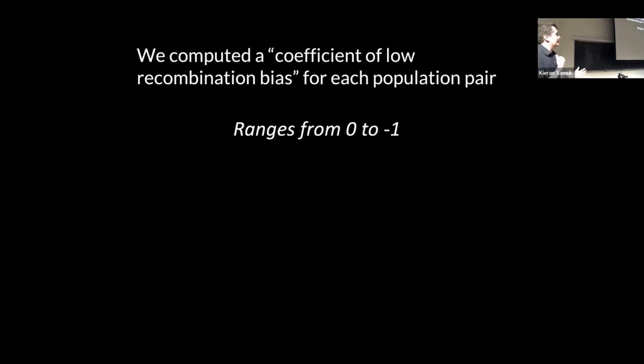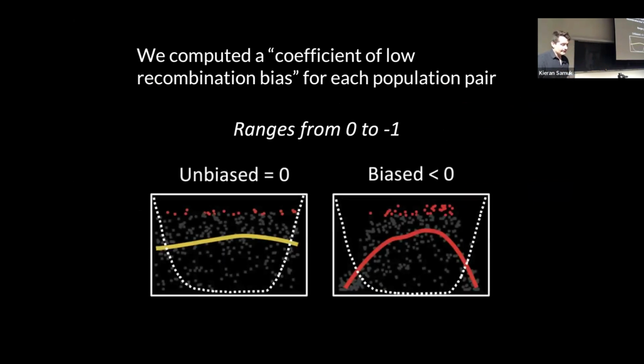We wanted to summarize that pattern across the genome. So we came up with an index for the bias for divergence in regions of low recombination. We'll go into the math a bit, but basically the index is 0 when we have a flat profile, and it becomes increasingly negative as FST outliers are localized in regions of low recombination. So we could use that to summarize this pattern genome-wide.